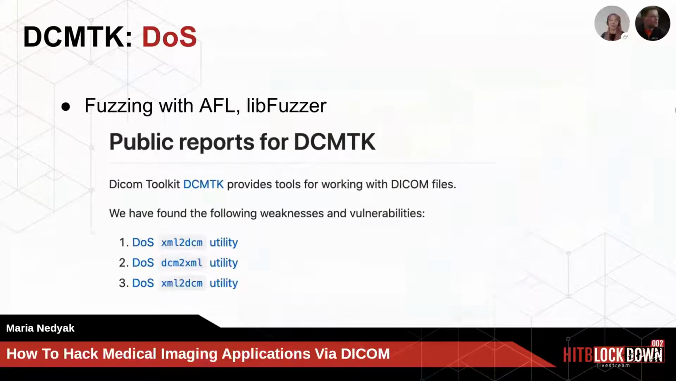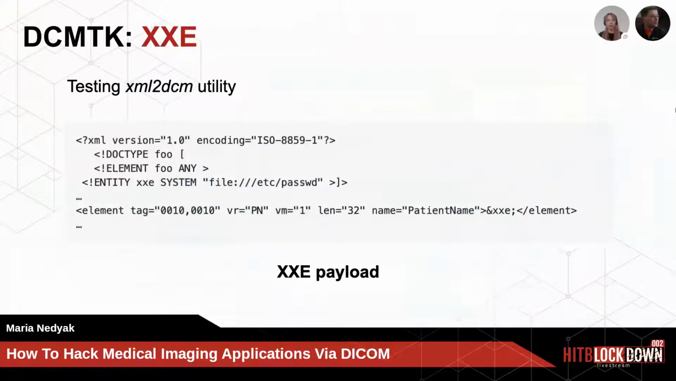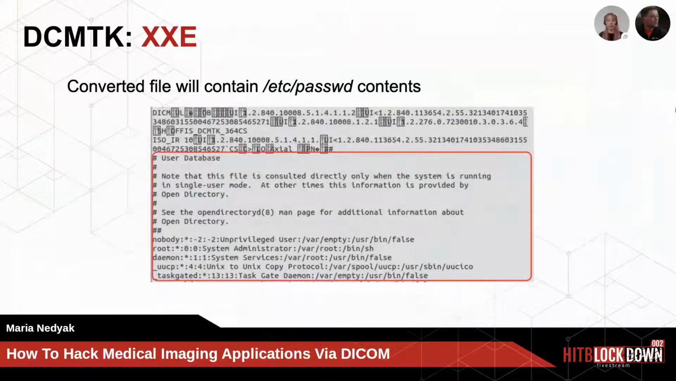Also, I used fuzzers like AFL and libFuzzer to search for weaknesses in DICOM parsers. It has found several bugs in different parsers of the DICOM format. And also, we discovered that one of the parsers from DCMTK is vulnerable to an XXE attack. You just need to create an XML file with an external entity, and you can see an example on this slide. And after feeding this file to the parser, the resulting file will contain, for example, the etc passwd file.